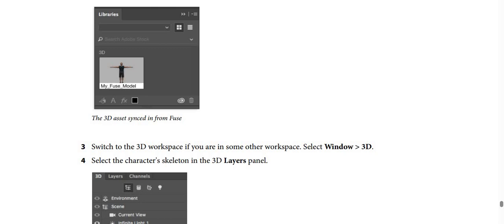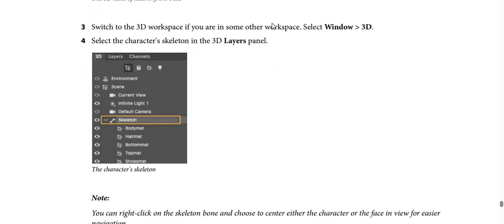Step number 3: switch to the 3D workspace. If you are in some other workspace, you should select window, then select 3D. Step number 4: you should select the character's skeleton in the 3D layers panel. Like the next screenshot, we have in this image 3D and layers and channels, and you have to select 3D firstly, then select skeleton, and after that, this image explains for you the character skeleton.